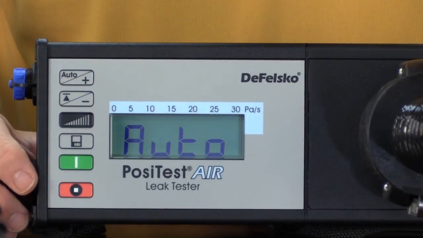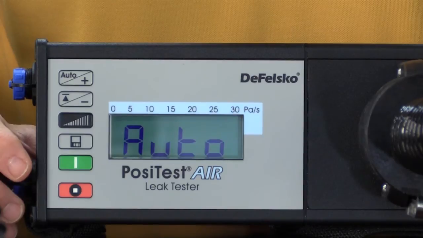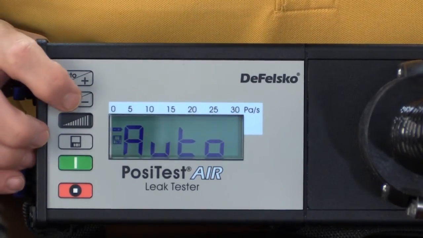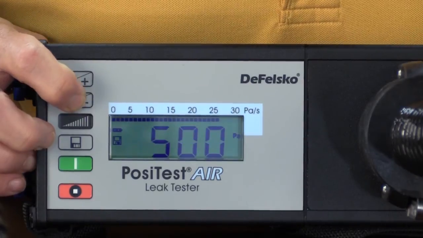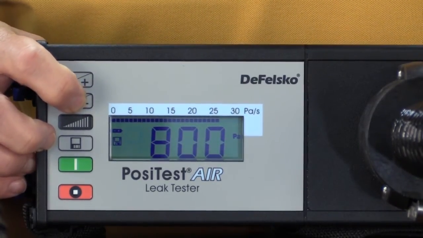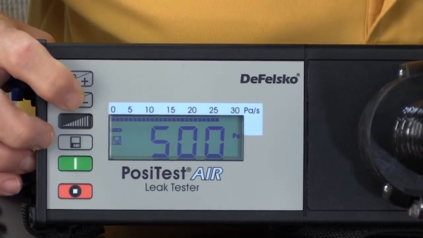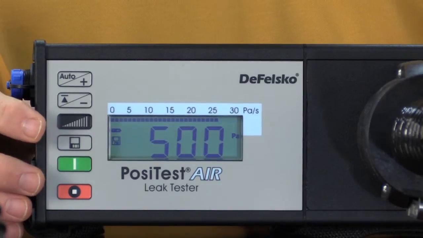The next thing the user must do is set the pressure differential limit. That's done by pressing this button, which changes the pressure in increments of 100 pascals. It goes up to 900. I'm going to cycle back now to 500. 500 pascals is equivalent to about 10 pounds per square foot.